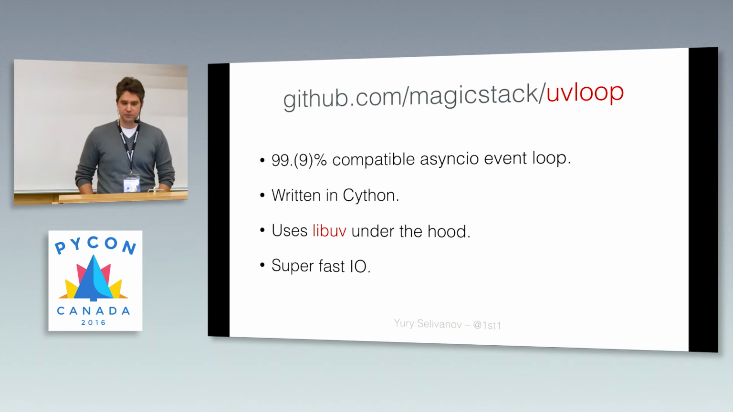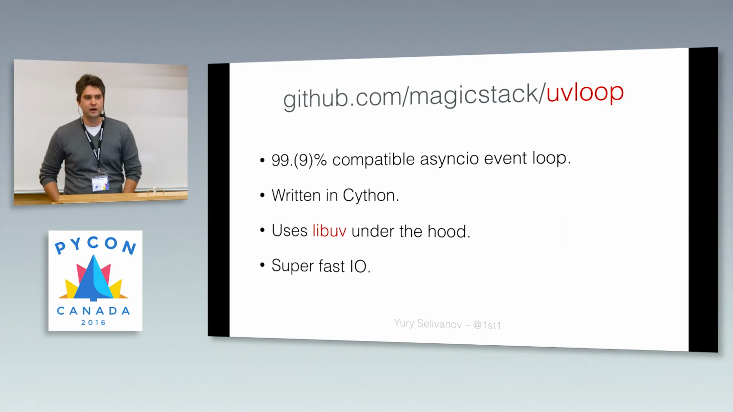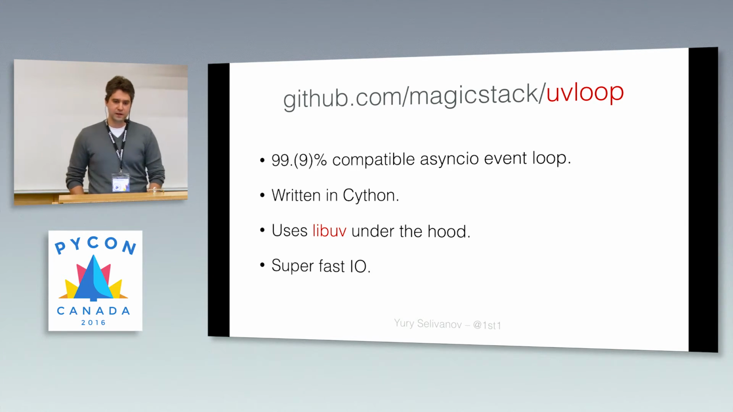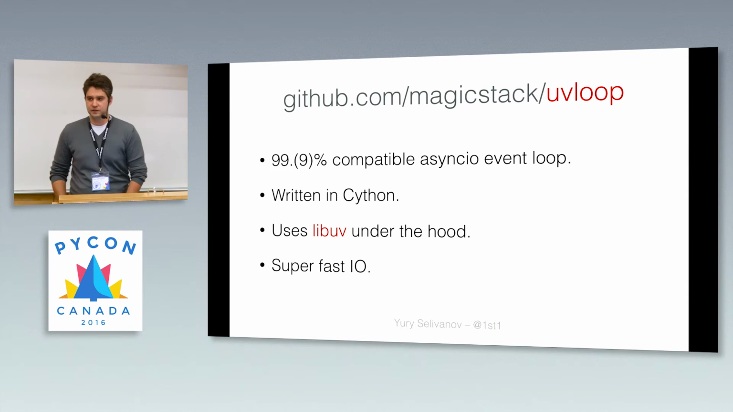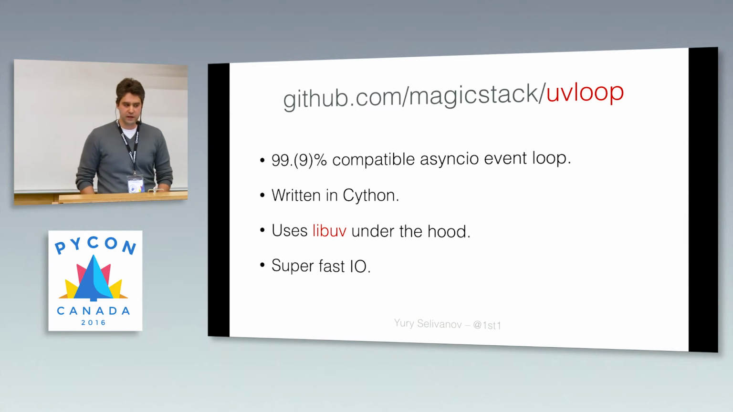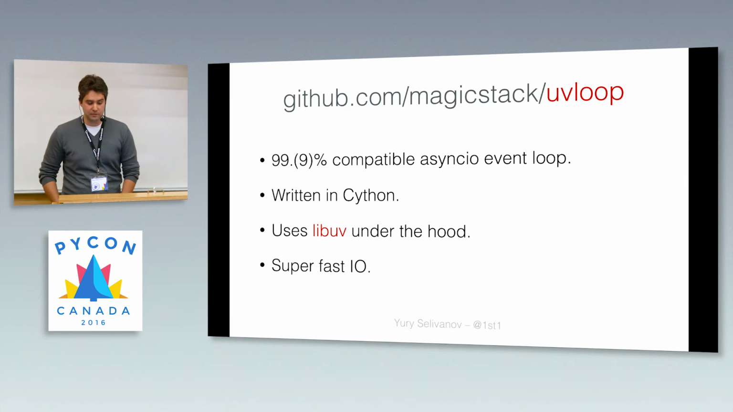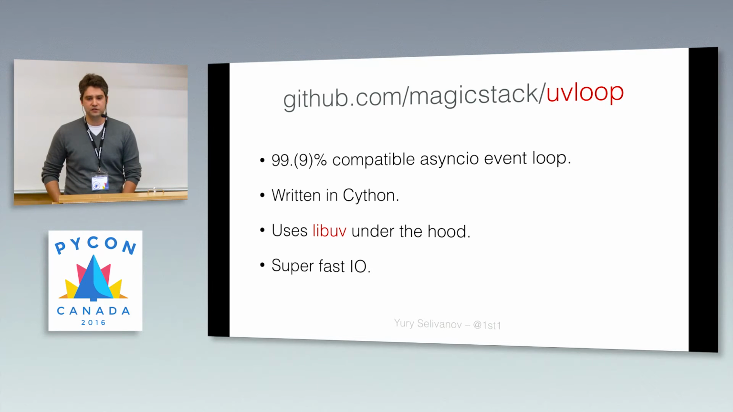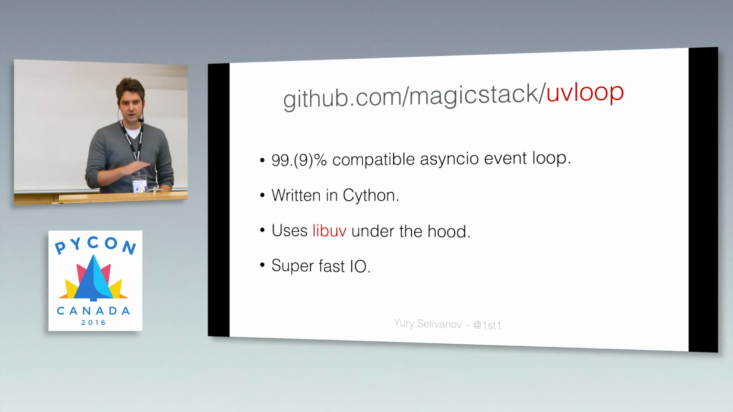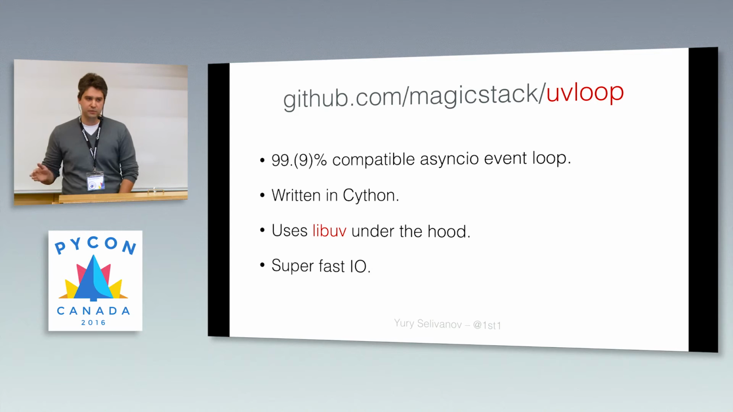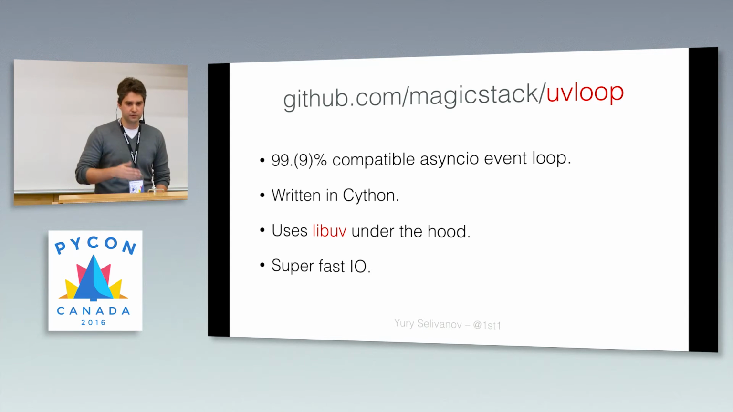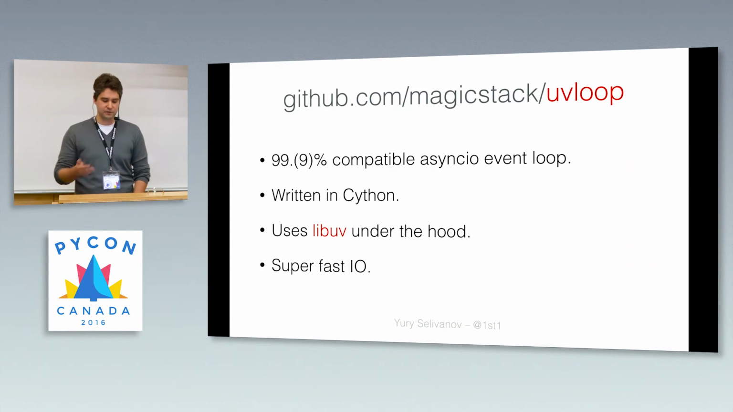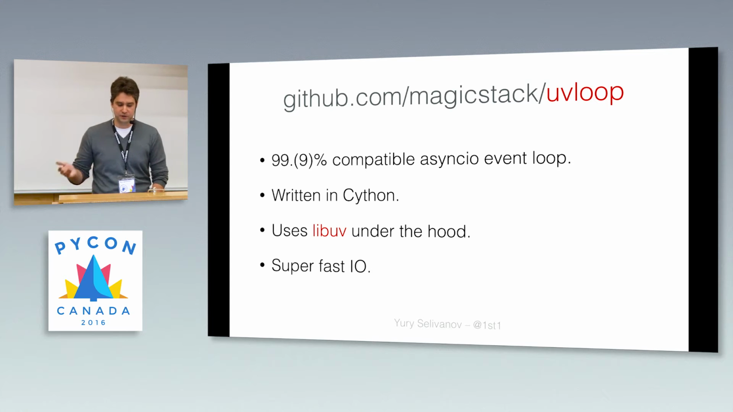So what is uvloop? Uvloop is a 99% compatible async IO event loop implementation. The idea is that you can just install it with basically one line of code, and your code becomes magically faster. It's written in Cython, and Cython is an amazing tool, actually. It's a superset of the Python language. You can compile any Python program with Cython, and it will be 30% faster. But the real magic happens when you add static types information. Then you can actually achieve C-level performance with what looks like basically Python with some static types.